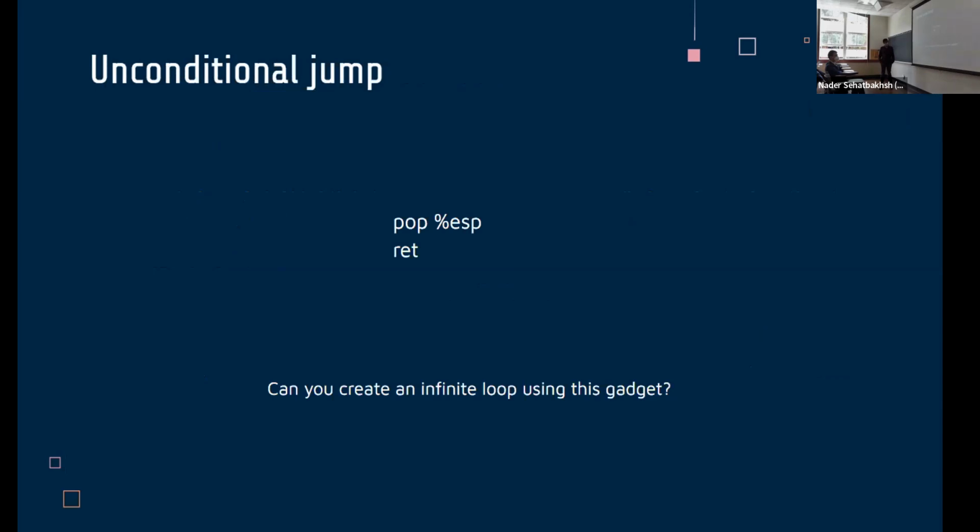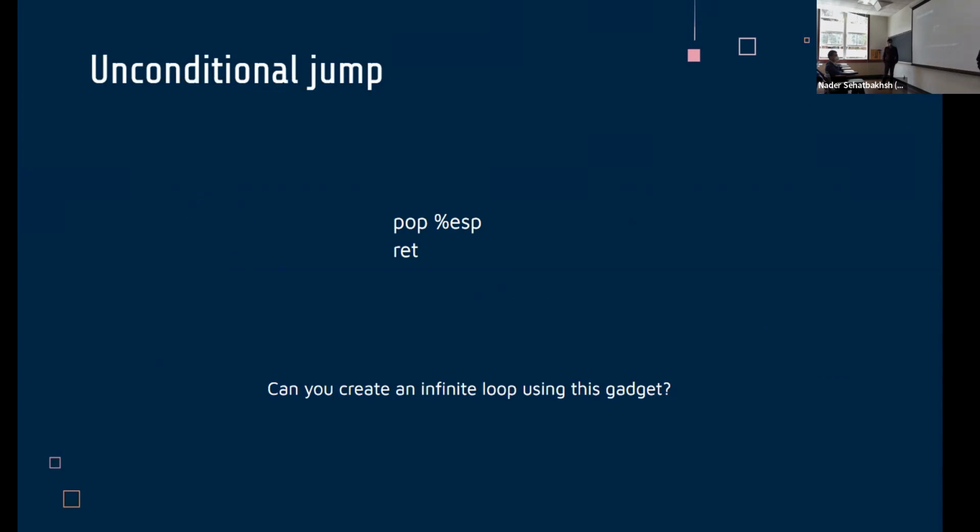Now, an unconditional jump. So we've satisfied loading from memory, we've satisfied storing into memory. Now we have jumping. We want to jump based on conditions. So first, let's think about an unconditional jump. We want to jump no matter what. We have the pop instruction. So this pops whatever's on the stack into ESP. So this is essentially like taking the stack pointer to wherever we want along the stack, and then we return.